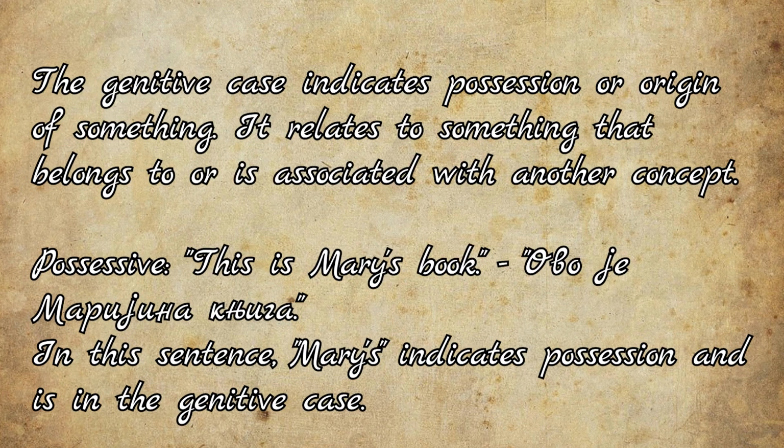The genitive case indicates possession or origin of something. It relates to something that belongs to or is associated with another concept. Possessive, this is Mary's book. Ovo je Marijina knjiga. In this sentence, Mary's indicates possession and is in the genitive case.